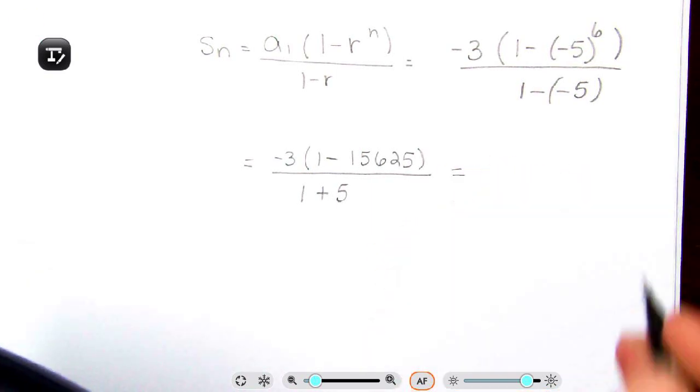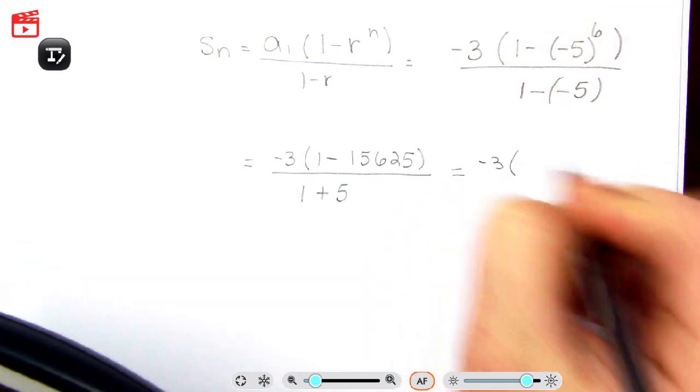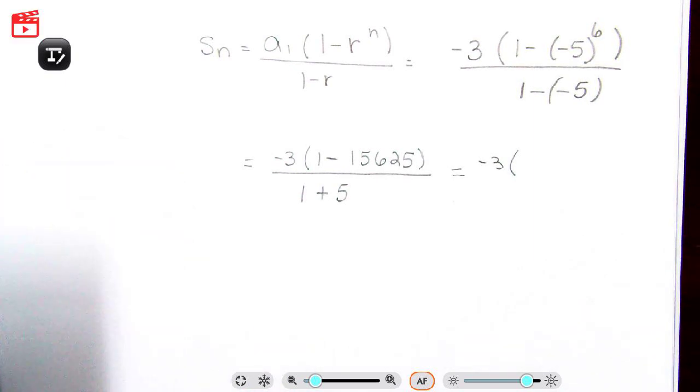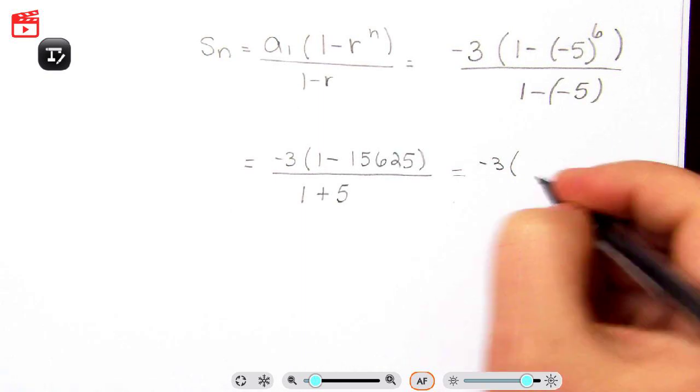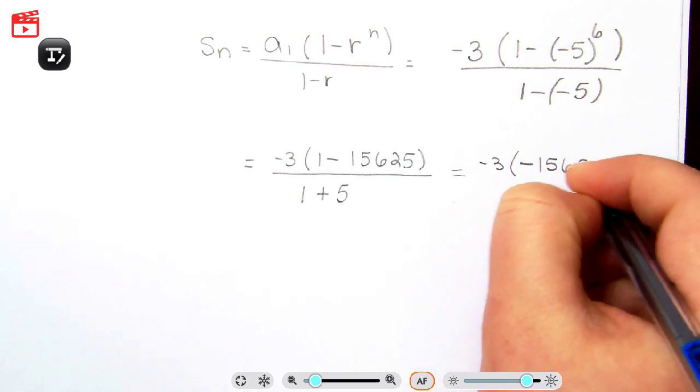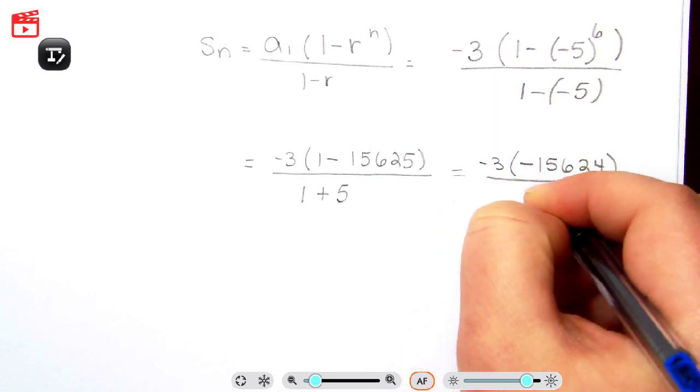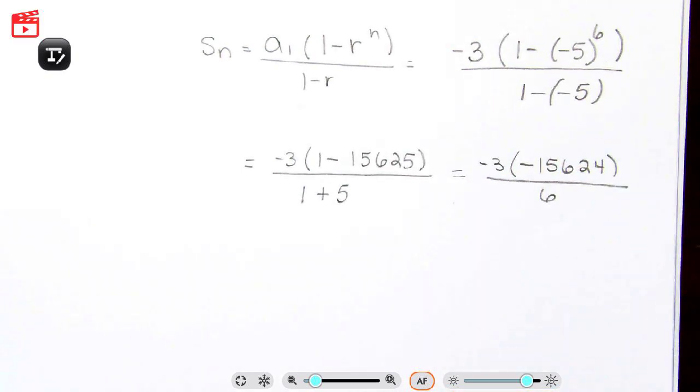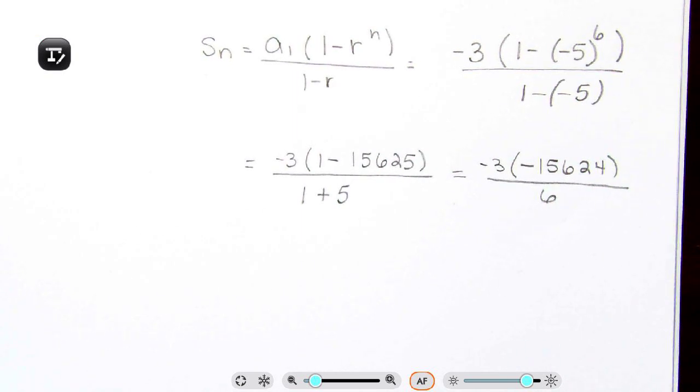And now I know it's 1 plus 5, so we'll simplify that in just a little bit. So negative 3 times, now this is where you can just start typing things into your calculator and letting the calculator do the work for you. But I'm going to do this step by step. So 1 minus 15,625 is negative 15,624. All of that's being divided by 6. So we're taking negative 15,624, multiplying that by negative 3 and dividing that by 6.